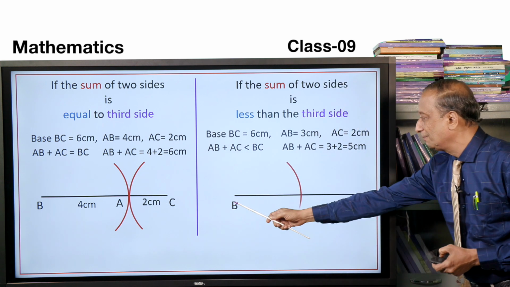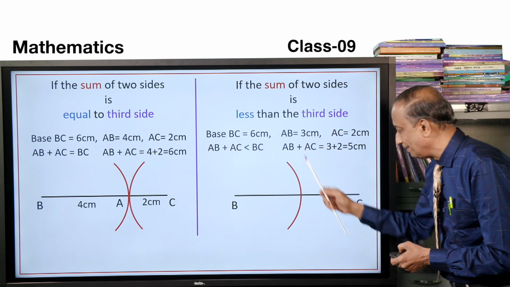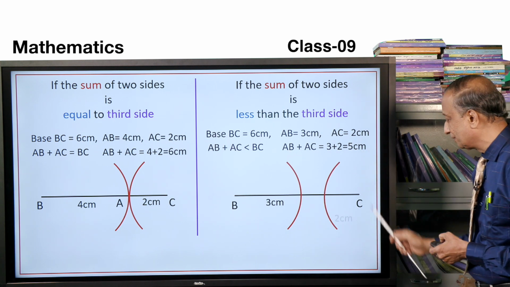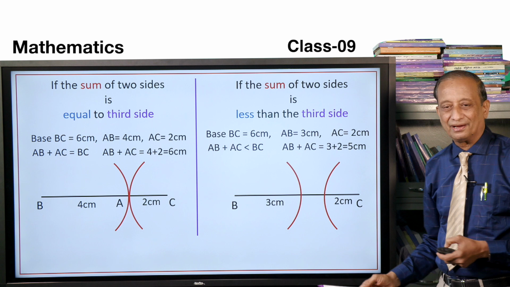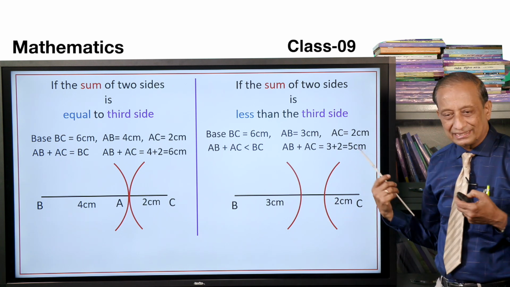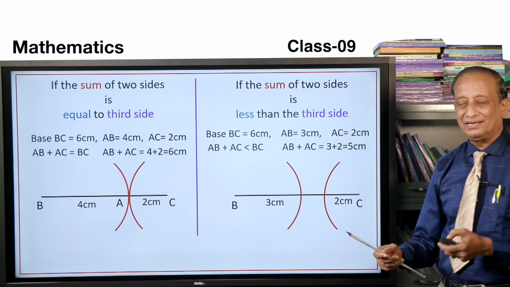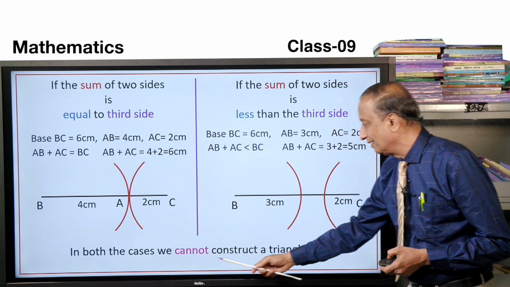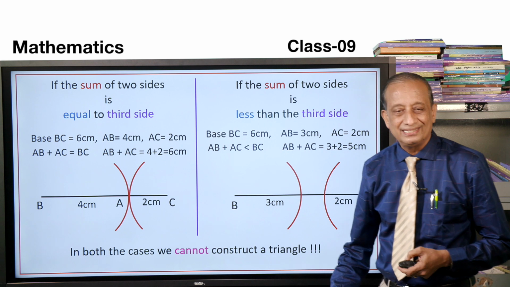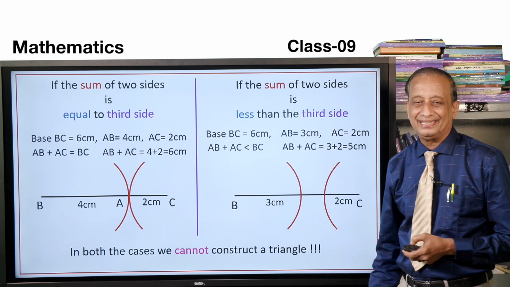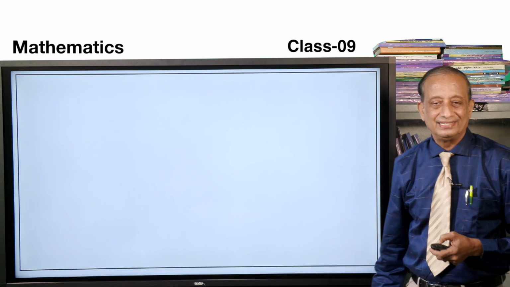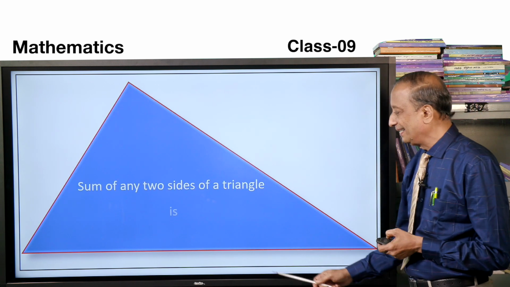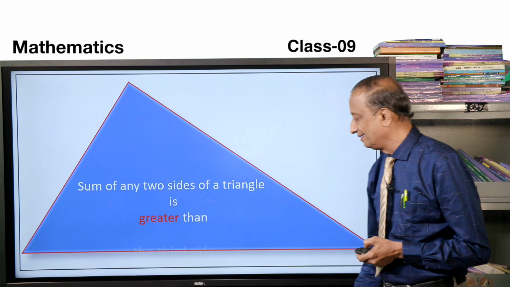Whereas here, with B as center, with 3 centimeter radius, we cut an arc like this. With C as center, with 2 centimeters as radius, we cut an arc. See, they are unable to intersect at all. They are not even touching. So, it is impossible to construct a triangle when the sum of two sides is equal to the third side or lesser than the third side. Hence, the sum of two sides of a triangle is always greater than the third side, children.